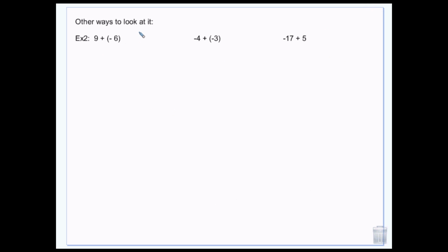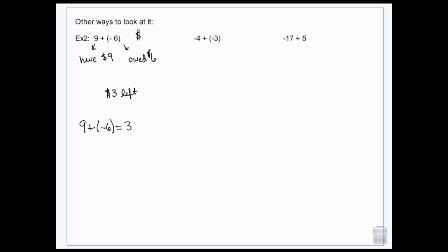I can look at this like money, right? If I have $9, but I owed $6. Negative is money you owe. Positive is money you have. If I have 9 but I owed 6, how much do I have left? Right, $3 left. So 9 plus negative 6 is 3. So you can think of it as money. Money is a nice way to think of it because you guys know money.